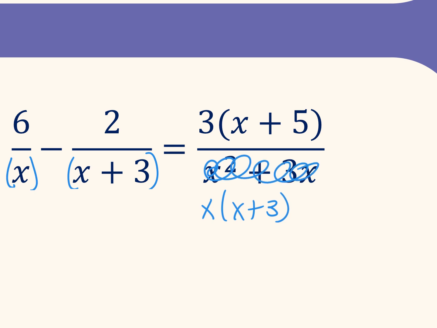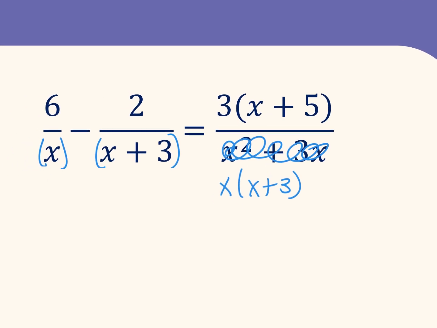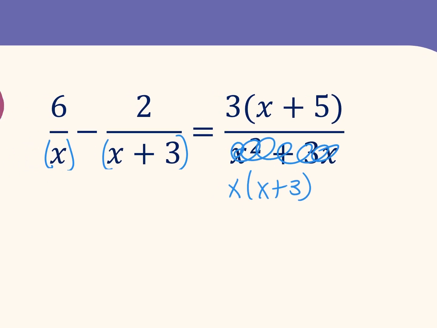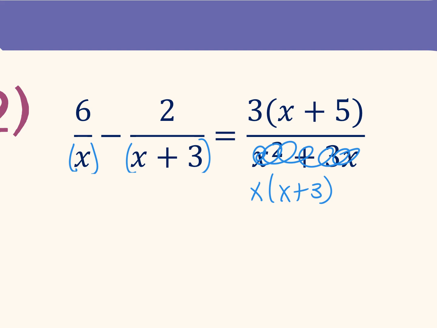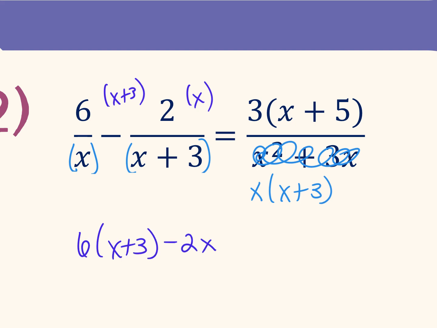Now, once we've done that, guys, what's the common denominator between x and x plus 3? Oh, x times x plus 3. Perfect. So my first fraction has the x. What's it missing? X plus 3. My second has the x plus 3. What's it missing? The x. And my third one has everything it needs, right? So 6 times x plus 3 minus 2x equals 3 times x plus 5.